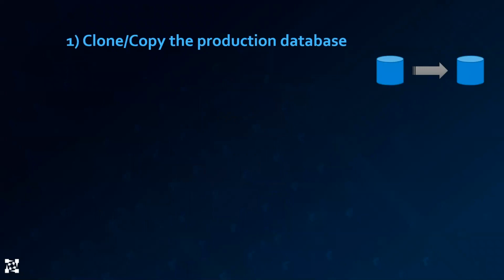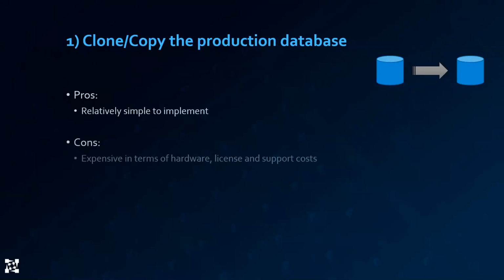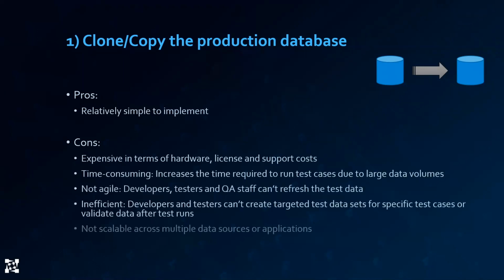So starting with cloning or copying a production database, the pro of this is that it's relatively simple to implement. There's a lot of technologies out there to do it. We can simply say, well, this database has all the data that we need with all the different combinations. Let's just pull that in and start using it. But there's actually quite a few cons associated with this.